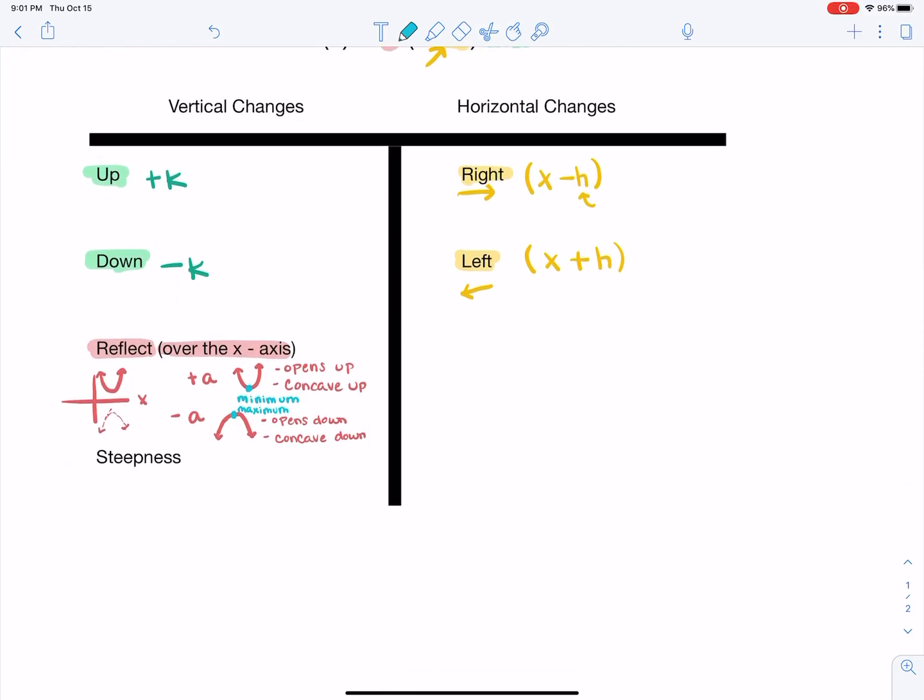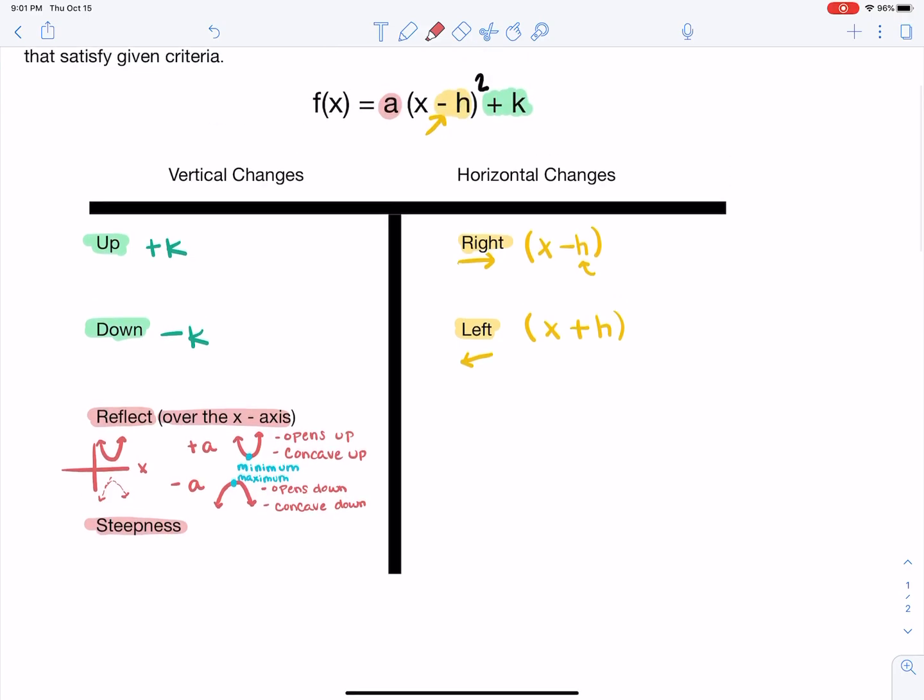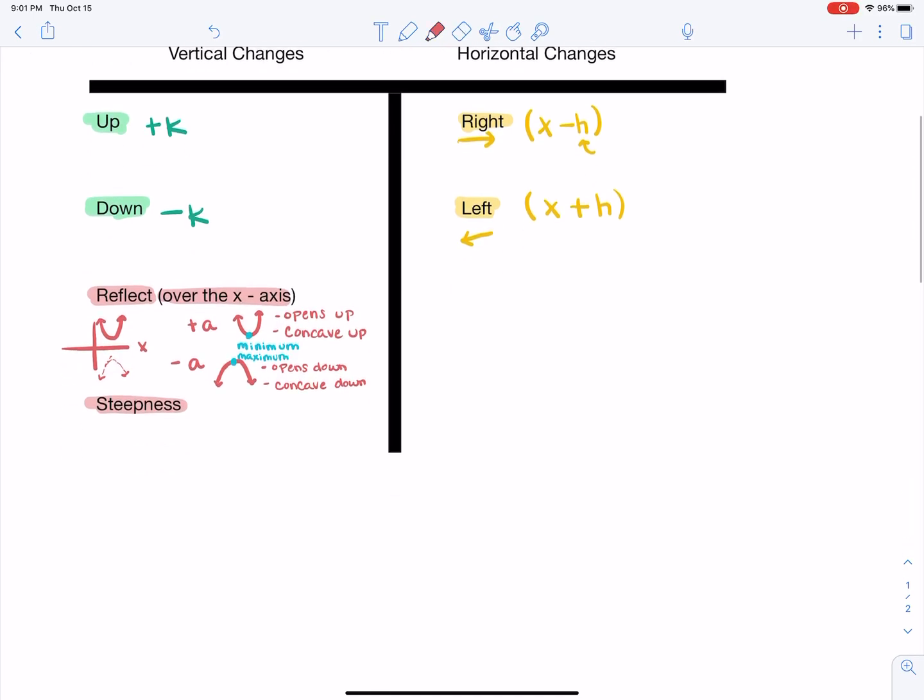All right, steepness. The steepness of your quadratic also refers to the a value because it's the multiplier. And if you multiply something in an equation, you're changing how steep it is. This is still a vertical change. So really, because it's vertical, we say that we have a vertical stretch or a vertical shrink.